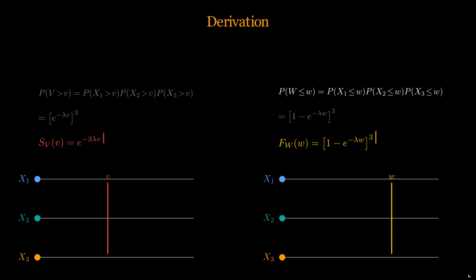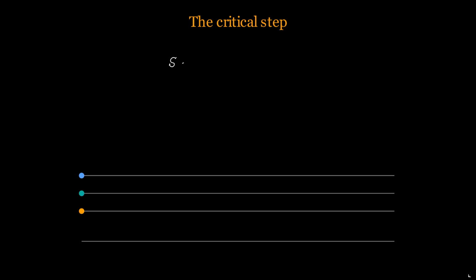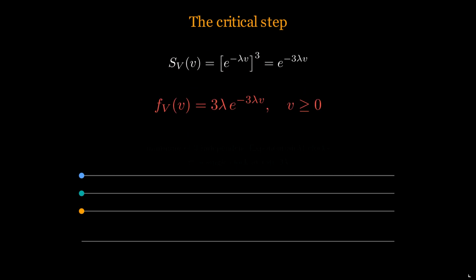Here's the surprise. Differentiate the survival function of V, and f of V equals 3 lambda e to the minus 3 lambda v. V is itself exponential, with rate 3 lambda. That's the memoryless property showing up structurally. Racing three independent exponential clocks and keeping only the first one to ring is the same as running a single clock at 3 times the rate. This is not automatic, it only happens because the exponential is memoryless. Try it with almost any other distribution and the minimum will not stay in the same family.